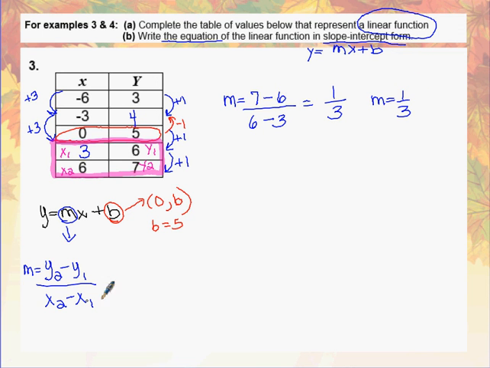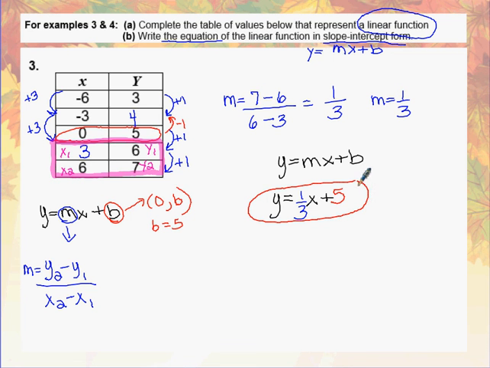If I go back to the original equation for every line, y equals mx plus b in slope-intercept form, I now see that y must equal 1/3 x. My slope is 1/3, up 1, over 3. So 1/3 x, and then plus my b value, or I begin my graph at (0, 5), so b is 5. This would be the equation of the line shown in the table for problem 3.